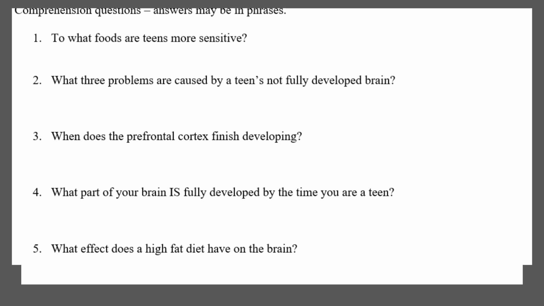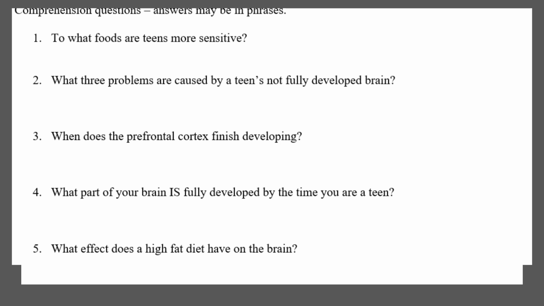Number 2, what 3 problems are caused by a teen's not fully developed brain? Number 3, when does the prefrontal cortex finish developing? Number 4, what part of your brain is fully developed by the time you are a teen? And number 5, what effect does a high-fat diet have on the brain?